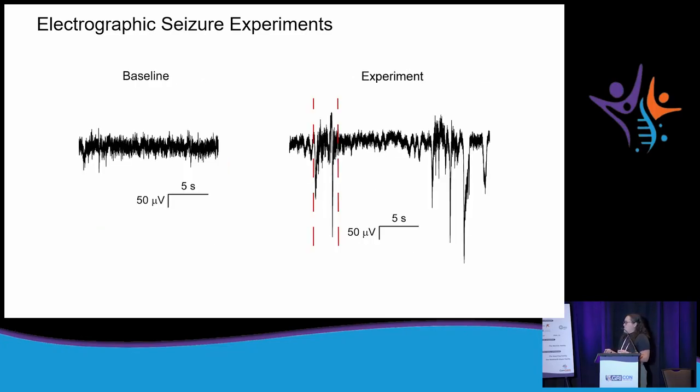And so here is a more detailed look at what my activity looks like. When I record it, the baseline activity is very flat, low level, some brain activity, but not that much going on. And then in the presence of PTZ, I detect these large level events that I believe to be seizure events induced by PTZ, and this is in wild type animals.